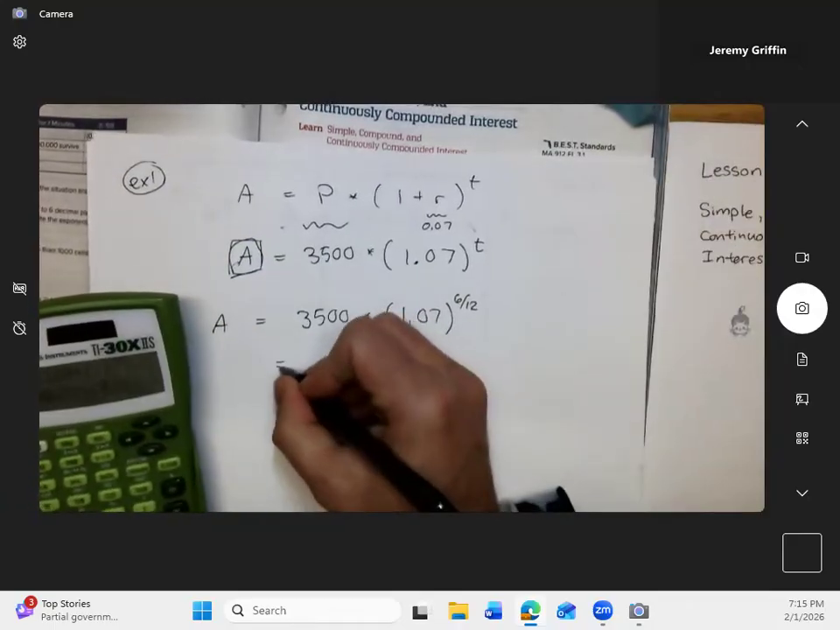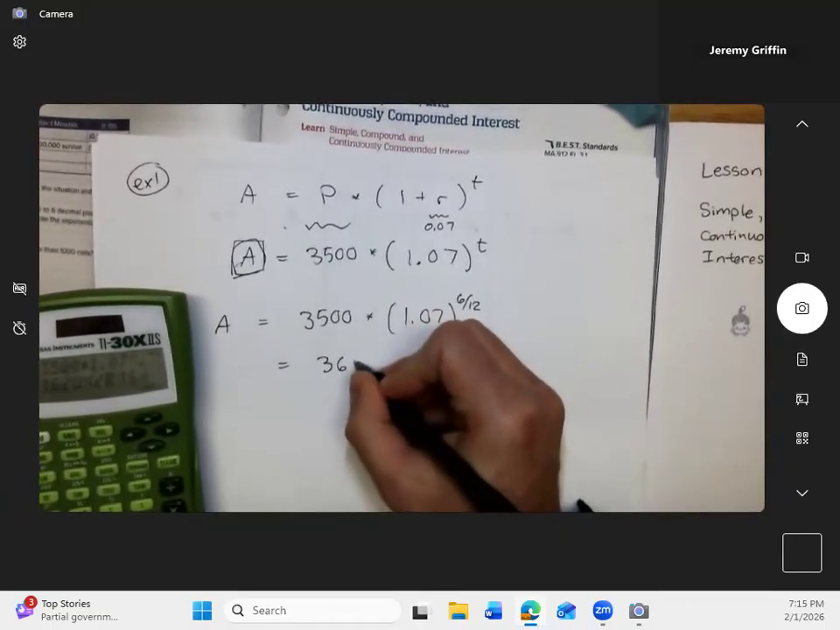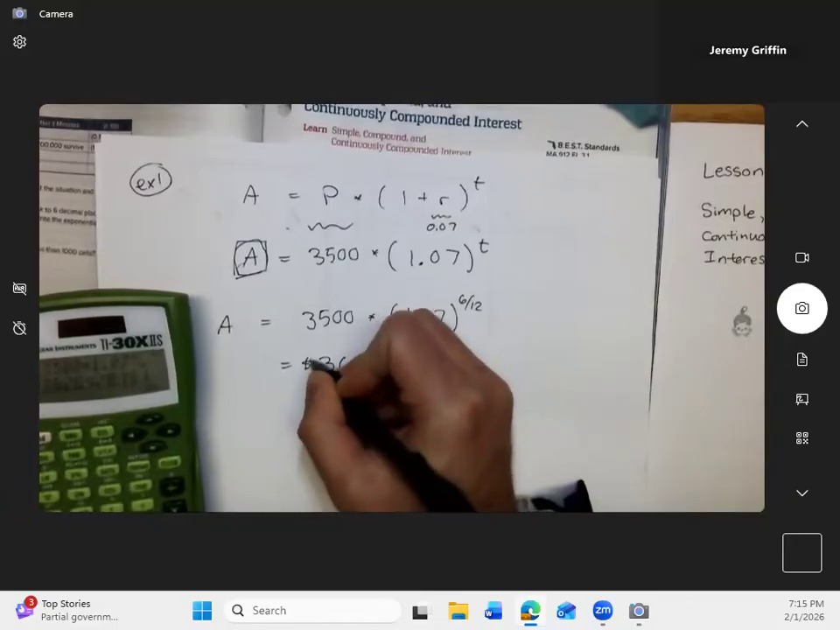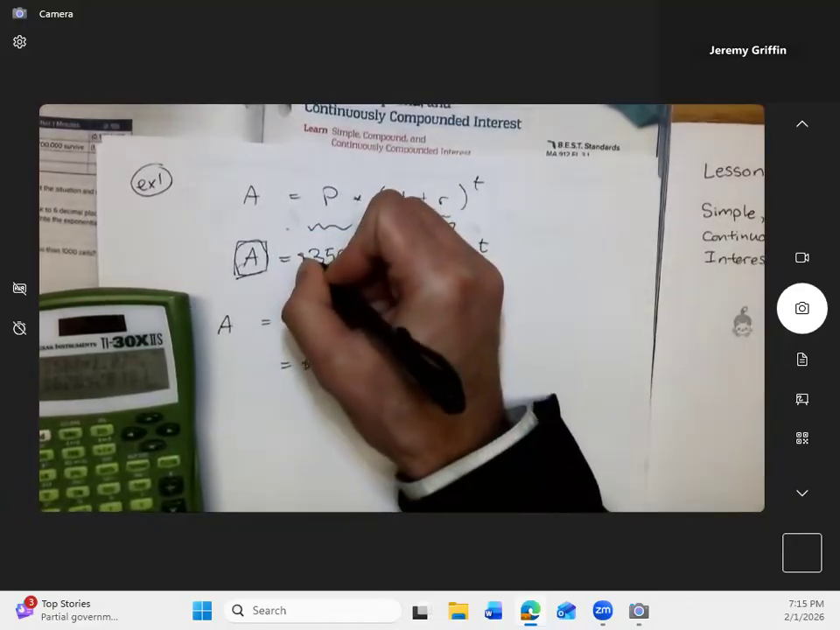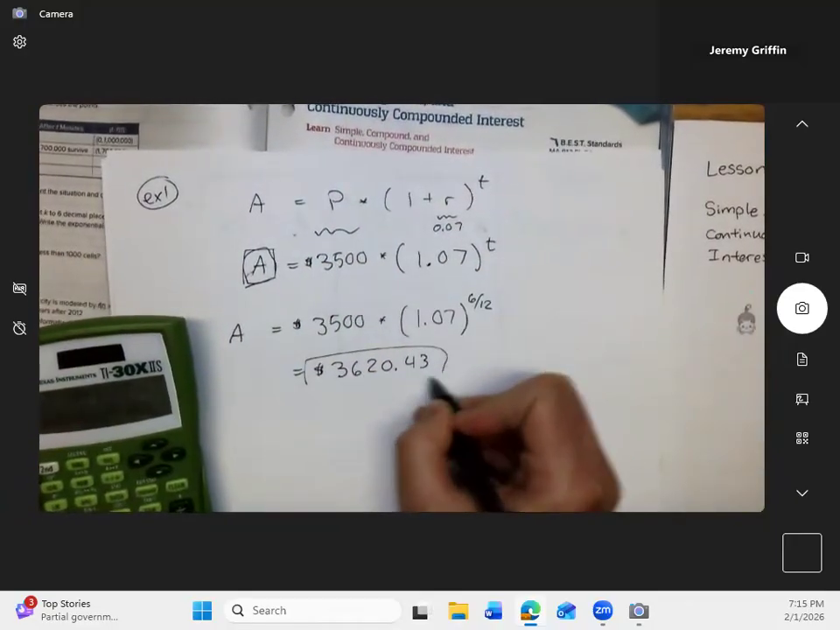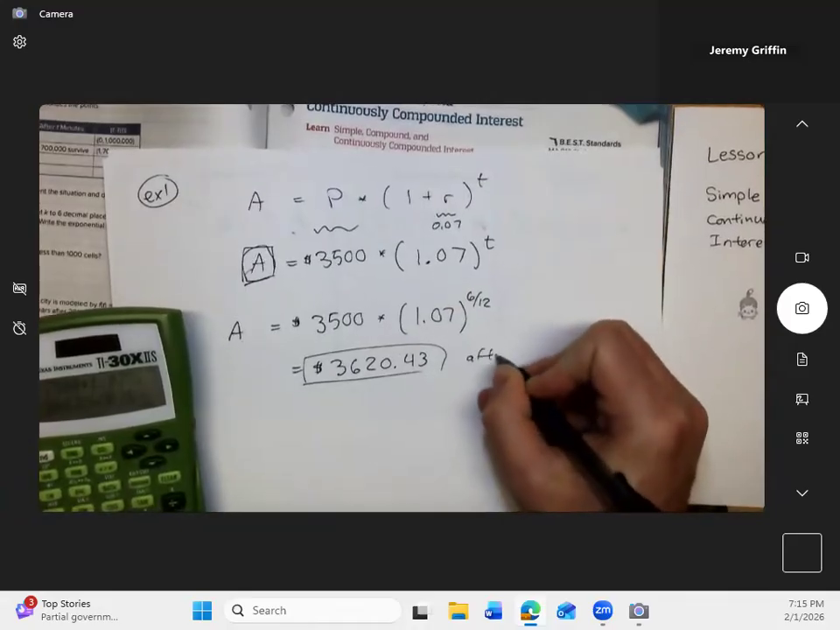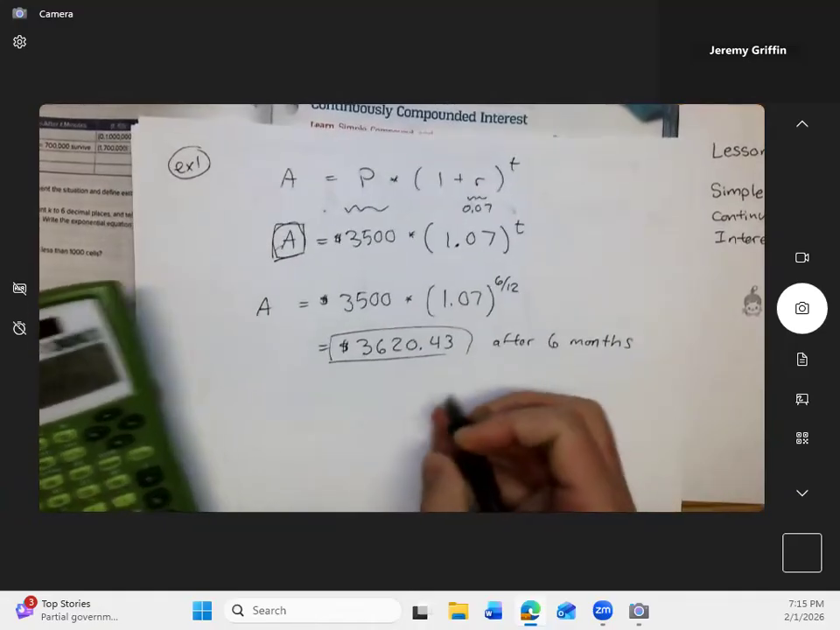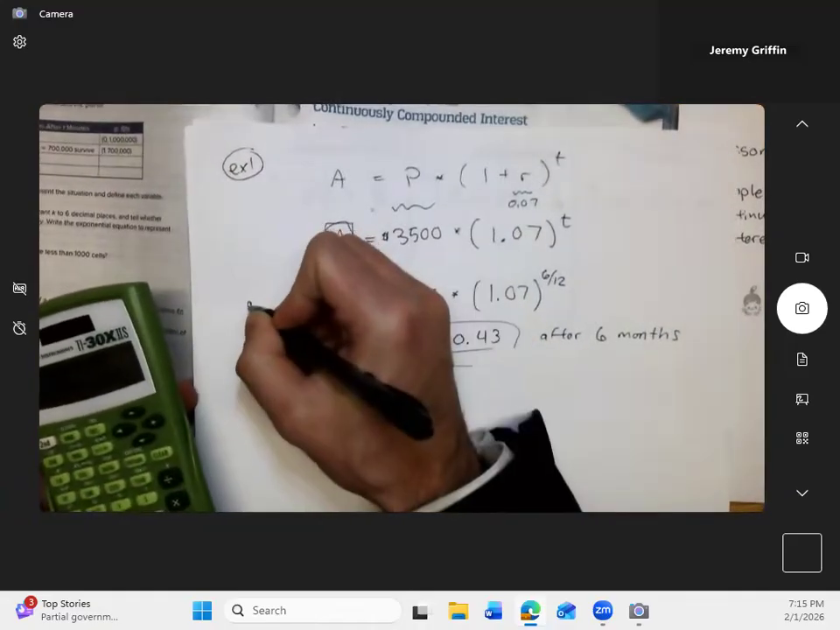I'm looking at $3,620.43. Well, I should put a dollar sign right here, I mean, that is the unit we're working with. So this is after 6 months.